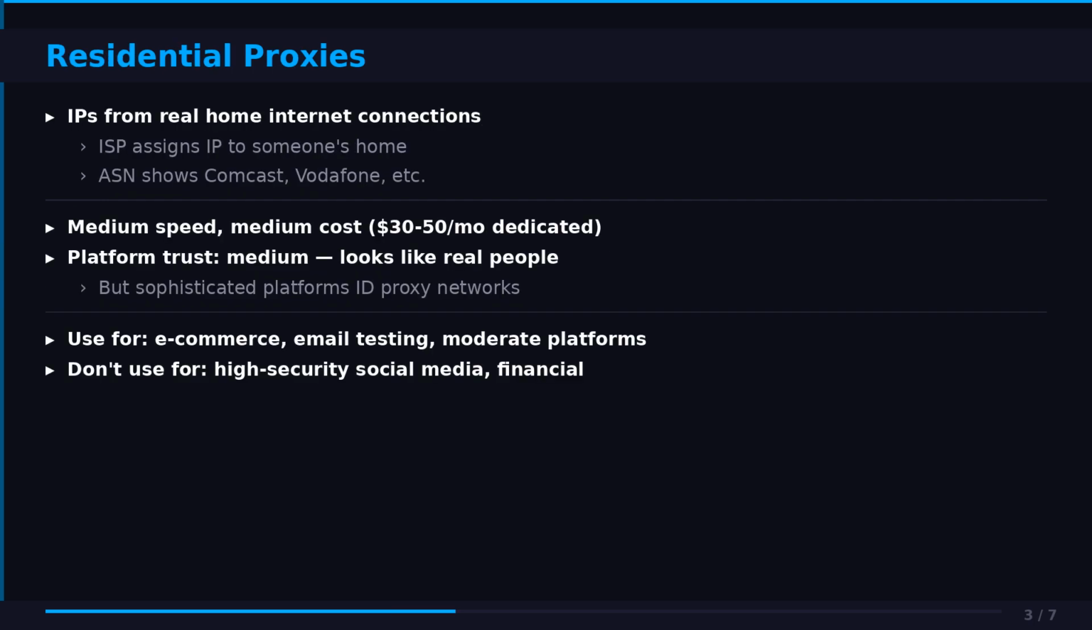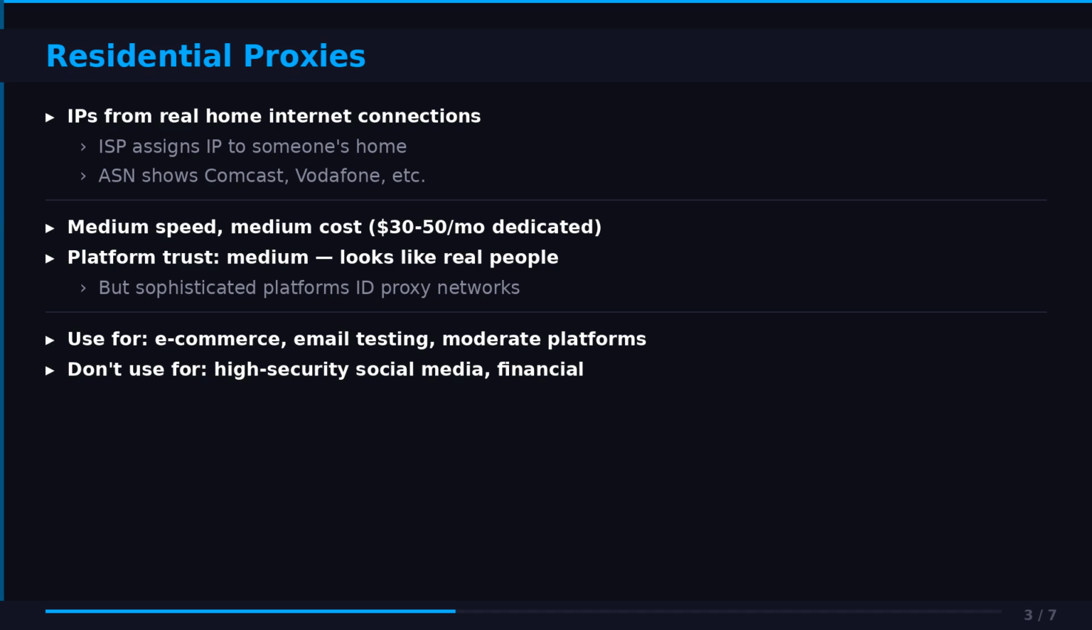real. Residential proxies. These are IPs assigned to real home internet connections. An ISP assigns an IP address to someone's home, and the proxy provider buys access to that IP. When your traffic routes through this IP, it appears to come from someone's home internet connection. Platform evaluation. The ASN lookup shows a residential ISP like Comcast or Vodafone or whatever the home internet provider is. This looks more real than a data center.